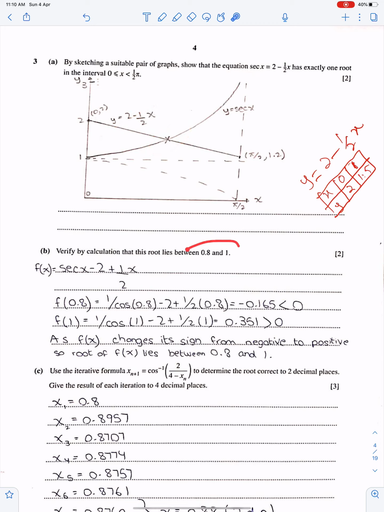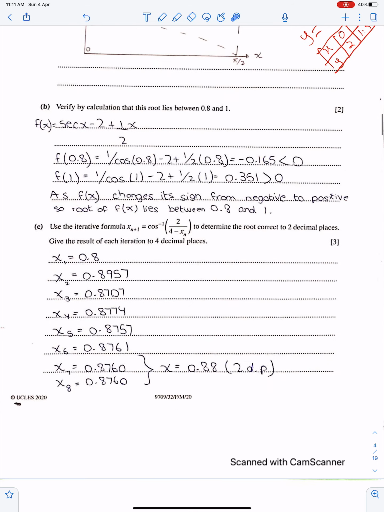Verify by calculation that this root lies between 0.8 and 1. This is so simple. You just need to equate this equation to 0 and then suppose this as f of x. And now check this at f of 0.8 and then f of 1. F of 0.8 is negative and f of 1 is positive. So you have to say that since f of x changes its sign from negative to positive in the interval 0.8 and 1, therefore the root lies between 0.8 and 1. The third part is very simple.